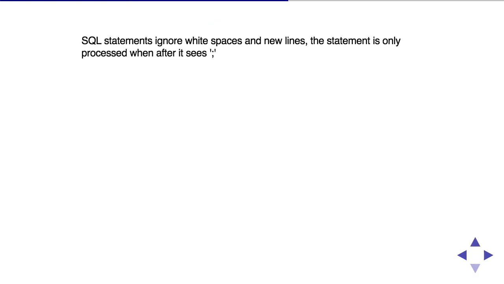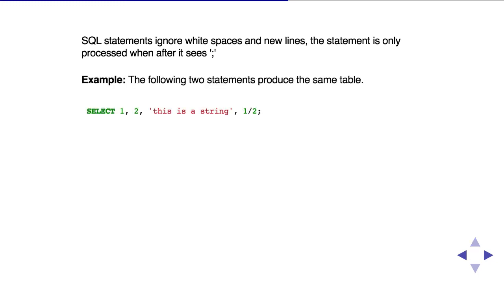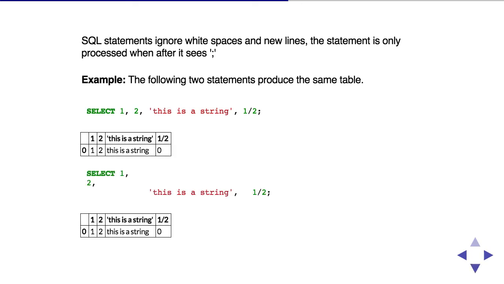SQLite statements ignore white space and new lines. As I said before, it only processes after the semicolon. For instance, this query right here and this query right here give the exact same table back. It completely ignores all the white space and new lines until it reaches that semicolon. The semicolon tells us, okay, execute this query. If you don't have that in there, it doesn't really do anything.